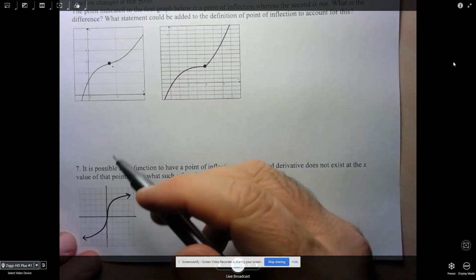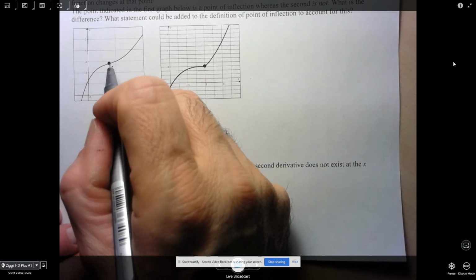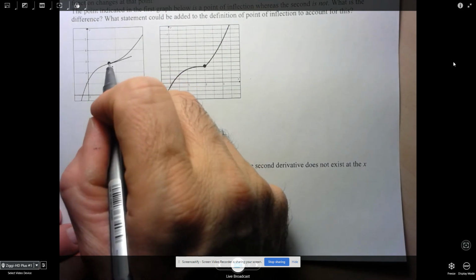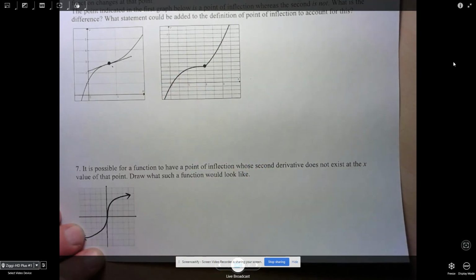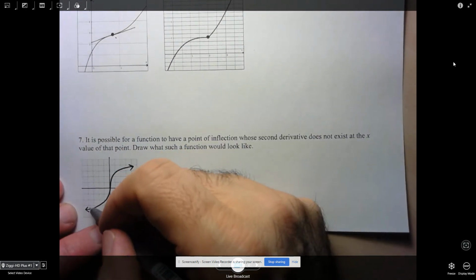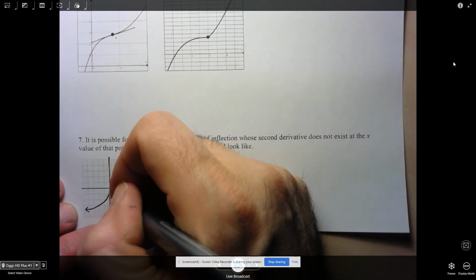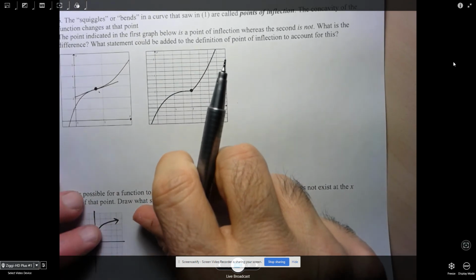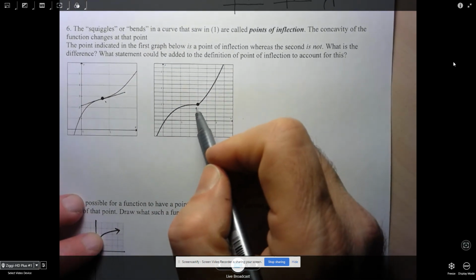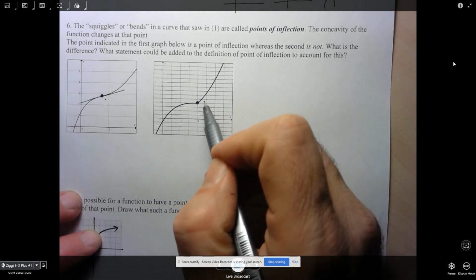So this is a point of inflection because the concavity changes and I'm able to draw a tangent line at that point. This is a point of inflection because it changes concavity and I'm able to draw a tangent line at that point. This is not a point of inflection because there's a change in concavity, but I can't actually draw a tangent line at that point.